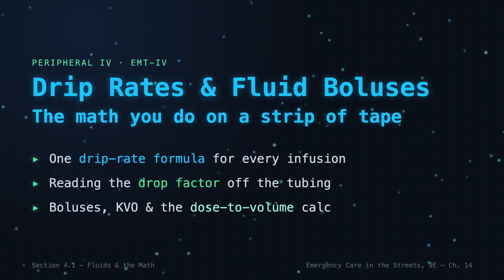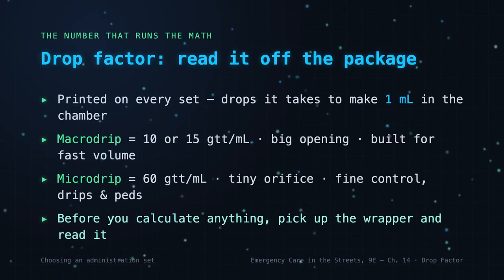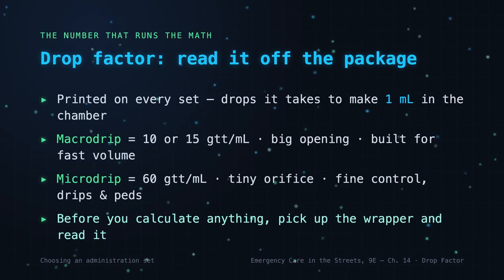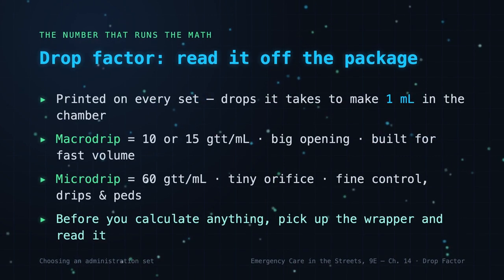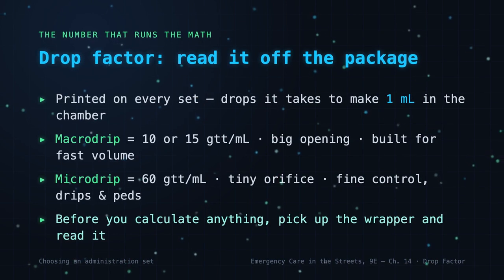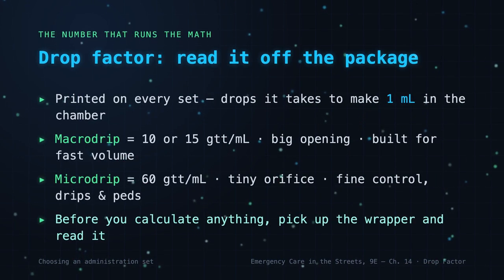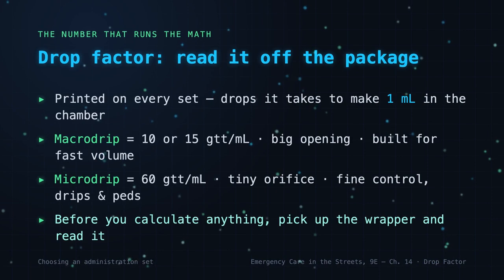Let's count some drops. Start with the one number that makes the whole thing work, the drop factor. Every administration set has a number printed on its package. That's how many drops it takes to make up 1 milliliter as fluid falls through the drip chamber.